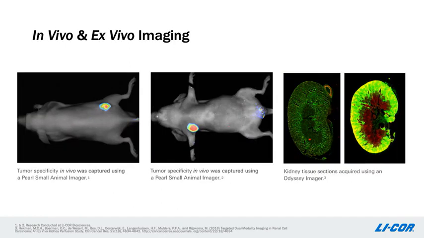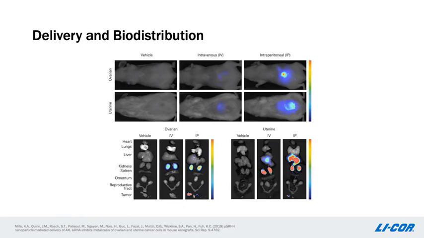In vivo imaging using the Pearl Trilogy allows for therapeutic specificity and clearance to be determined using, as an example, orthotopic models indicated by the left and middle images. Ex vivo imaging on the Odyssey CLX can then be used to examine biodistribution within tissues such as the kidney, as shown in the right image. In vivo and ex vivo imaging on the Pearl Trilogy can also be used to determine the best delivery method for a therapeutic and biodistribution of the labeled therapeutic in the body.